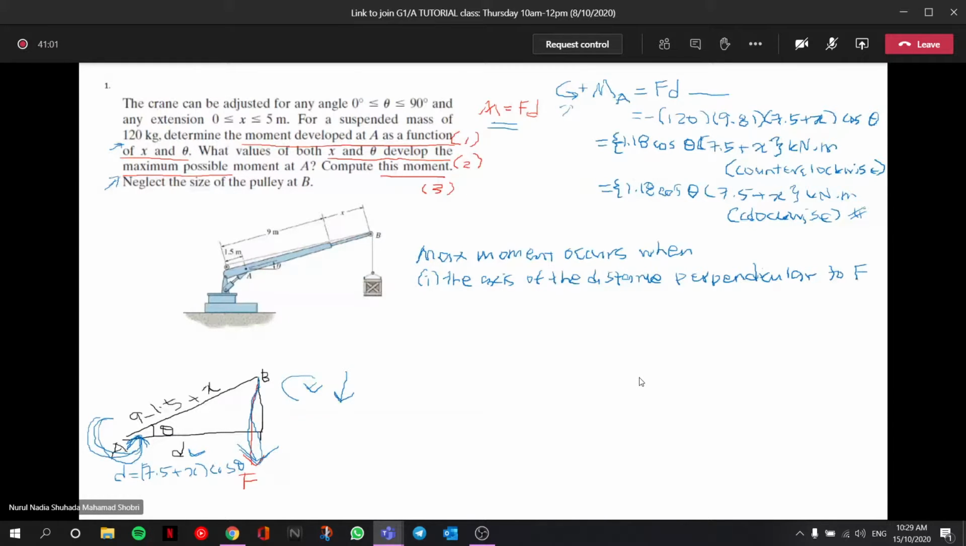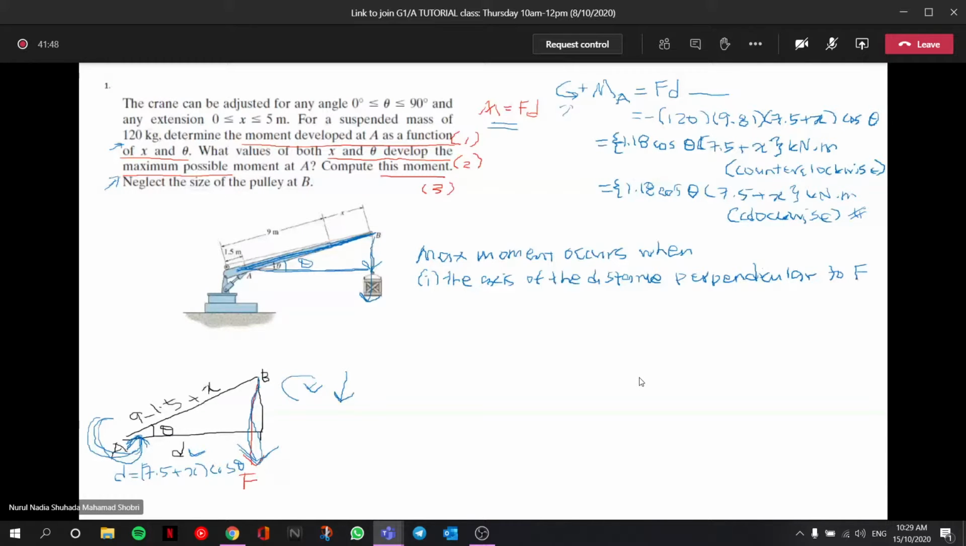So as you can see from the diagram, this is the axis of the distance, I mean the structure of the crane. This is the structure of the crane, and this is the force direction. So as you can see, this is not perpendicular. So you guys have to lower the crane so that it would be something like this. Okay, you have to lower the crane so that it will be perpendicular to the force. So as you can see, this is theta.